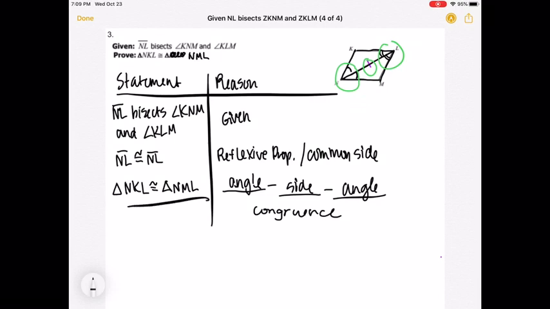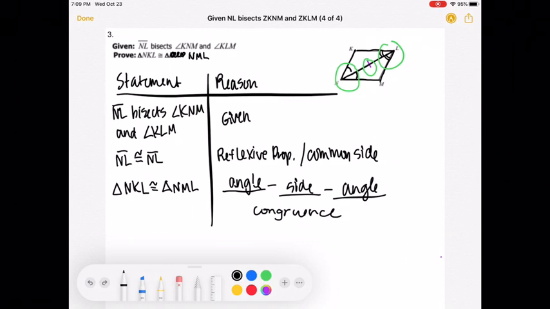And that was enough to prove your congruence and be your final step there. Remember, for a proof, your last line always has to match this. If it does not, you're either not done or you did something wrong, okay? So make sure you're checking back. All right, and that is all for today.